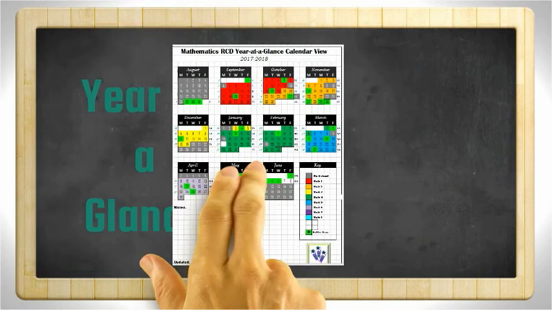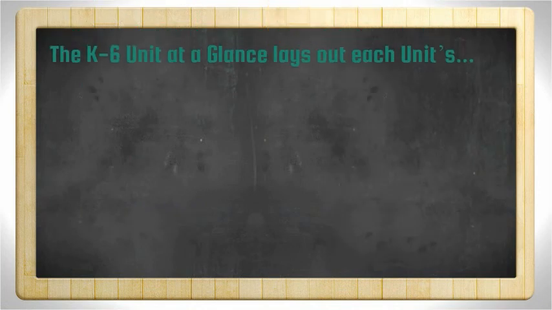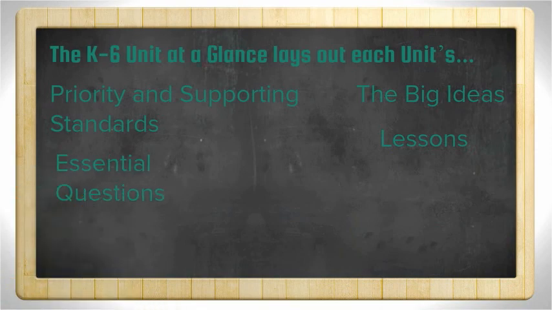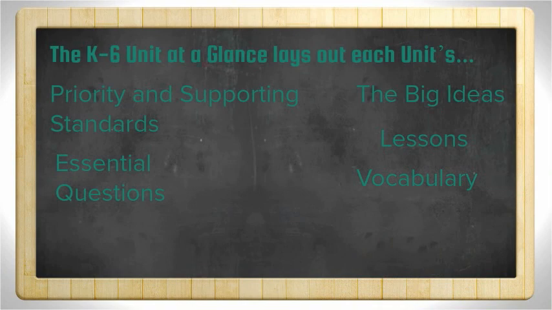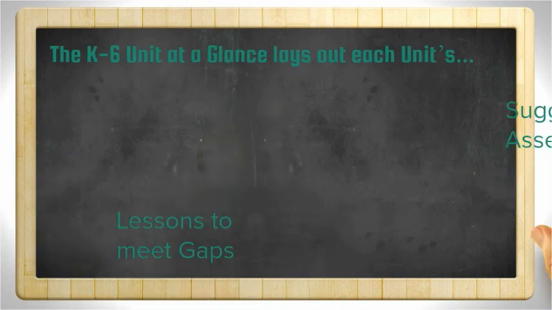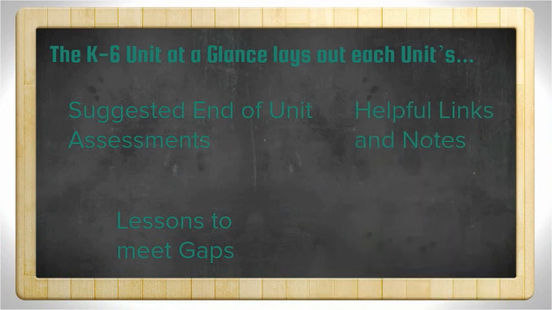The K-6 Year at a Glance document lays out in color code the suggested time frames each unit may take. The K-6 Unit at a Glance lays out each unit's priority and supporting standards, the big ideas of each unit, what lessons those big ideas fall in, what essential questions are addressed in lessons, what vocabulary falls in each lesson, which suggested assessment falls into each lesson, suggested lessons to meet gaps in the materials, suggested end-of-unit assessments, helpful links and notes per unit at a glance.